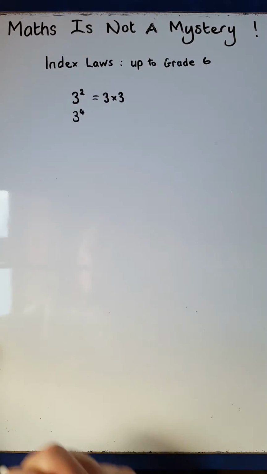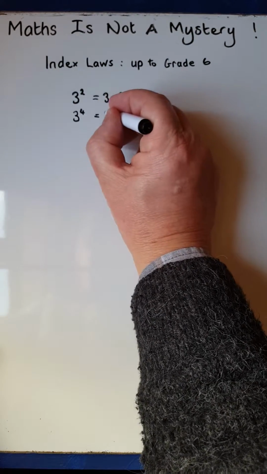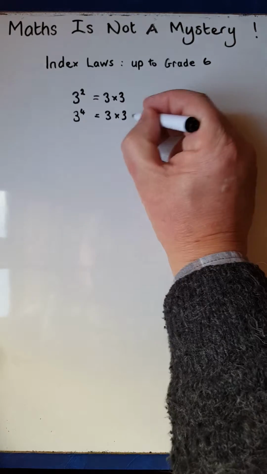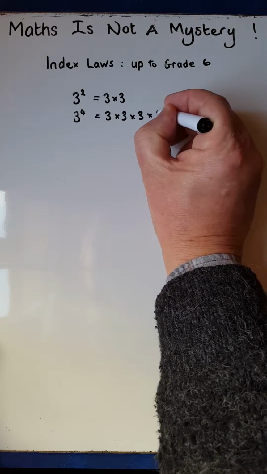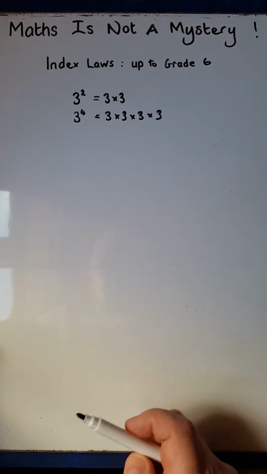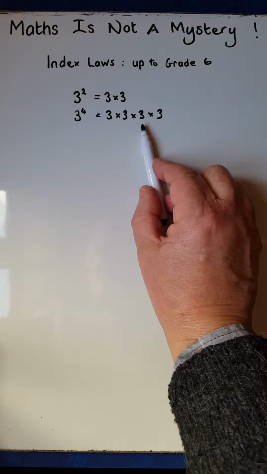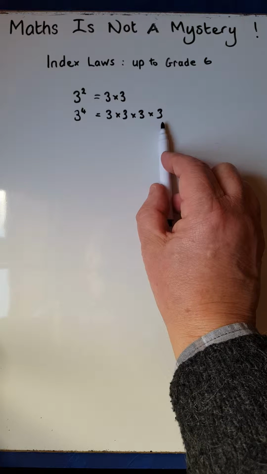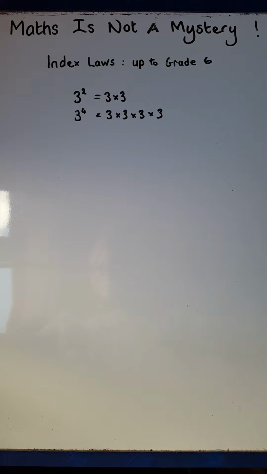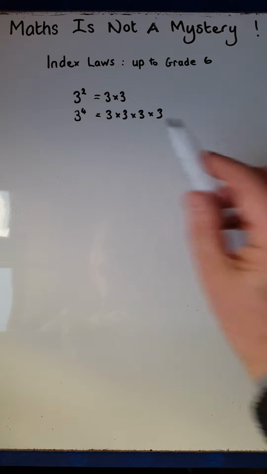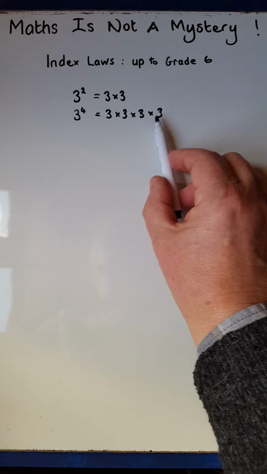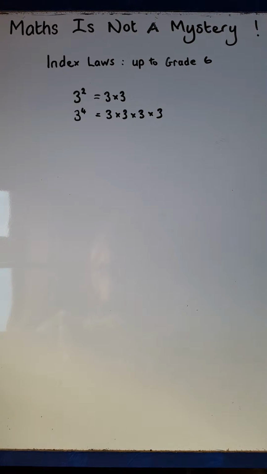3 to the power 4 means 3 times 3 times 3 times 3, which, if you remember, is 3 times 3 makes 9, times 3 makes 27, times that by 3 makes 81. Okay, so the index numbers, the indices, are the little numbers that tell us how many times we're going to keep on multiplying the same number.